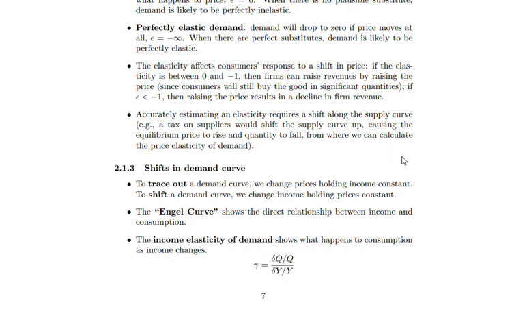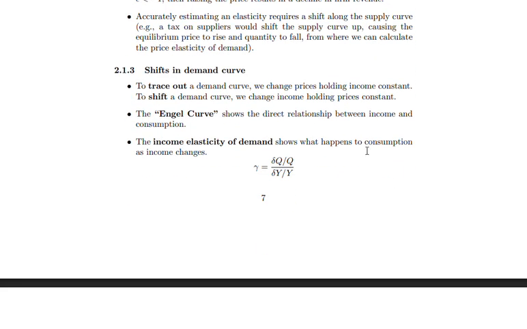Accurately estimating an elasticity requires a shift along the supply curve. An example is a tax on suppliers, which would shift the supply curve up, causing the equilibrium price to rise and quantity to fall, from which we can calculate the price elasticity of demand.